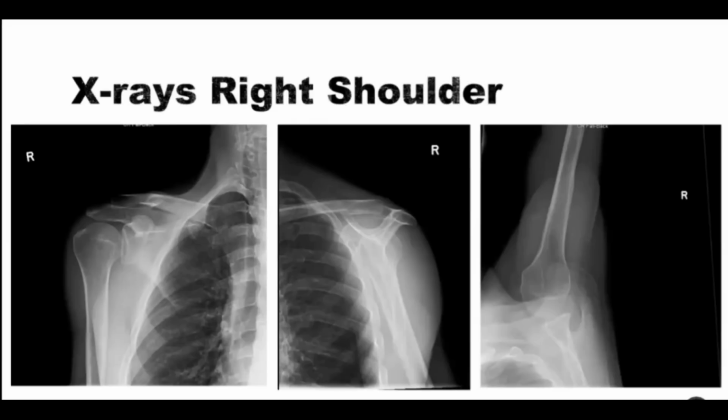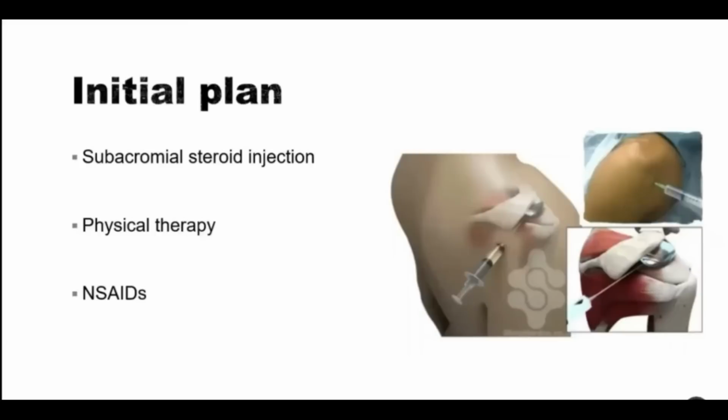X-rays obviously just show us the bones. And most of the time with just standard rotator cuff pathology, rotator cuff tendonitis, or rotator cuff tears that have not been there for a long time, the x-rays look pretty normal.